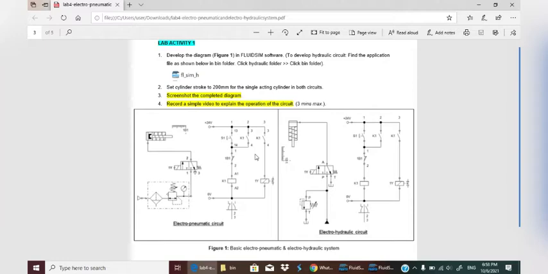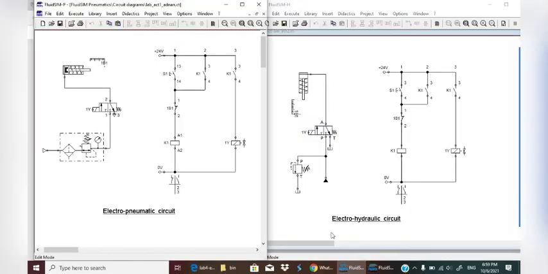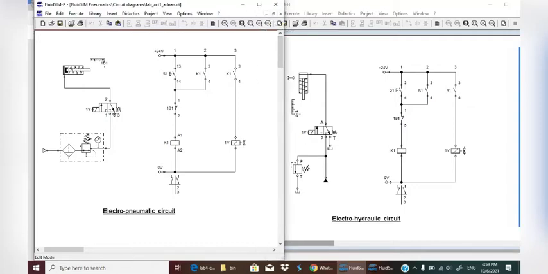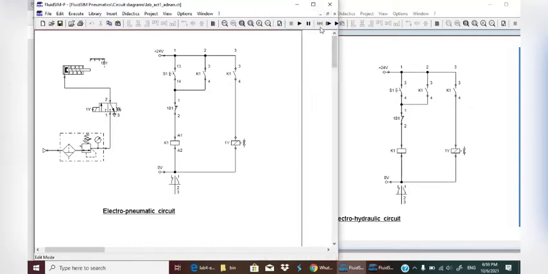I am from section 7 and I'm going to present about lab 4, electro-pneumatic circuit and electro-hydraulic circuit. So the first one, I'm going to present about activity 1. This is the circuit that we have to construct, and I already constructed the electro-pneumatic and electro-hydraulic circuits. So I'm going to talk about the simulation. I'm going to start with the electro-pneumatic circuit.